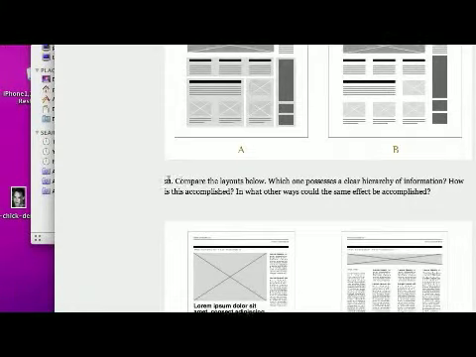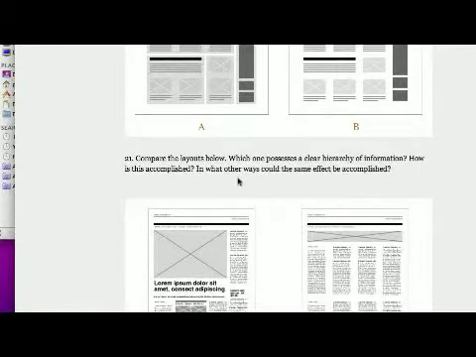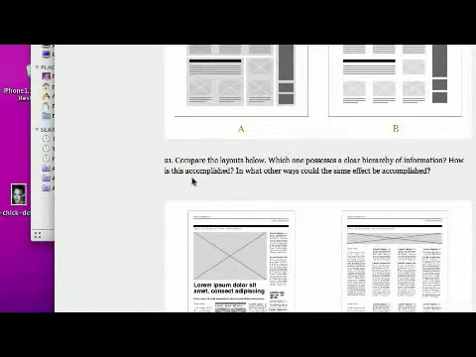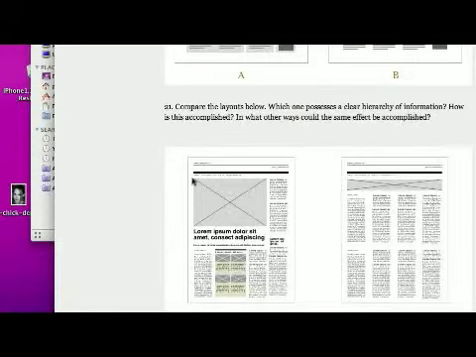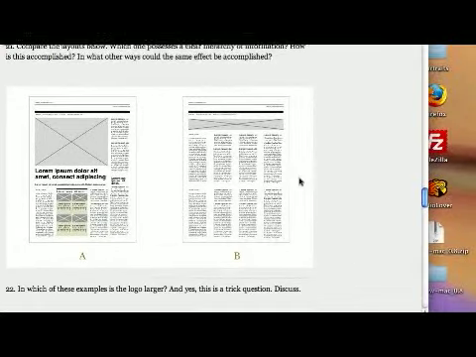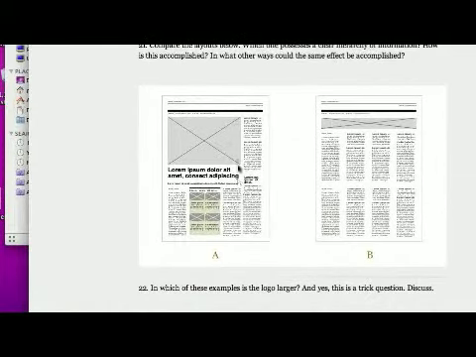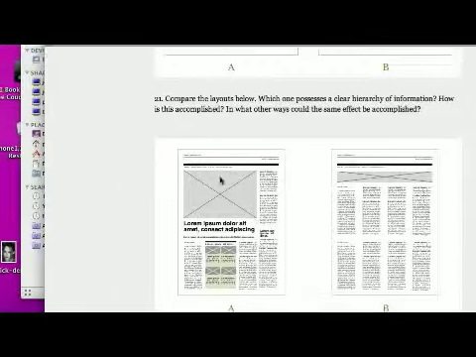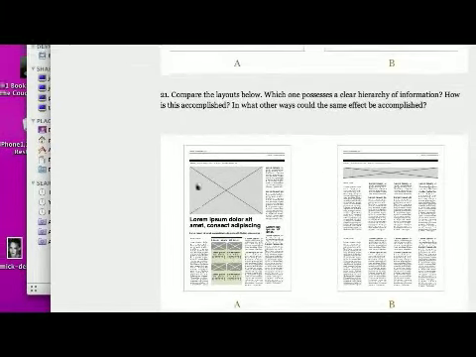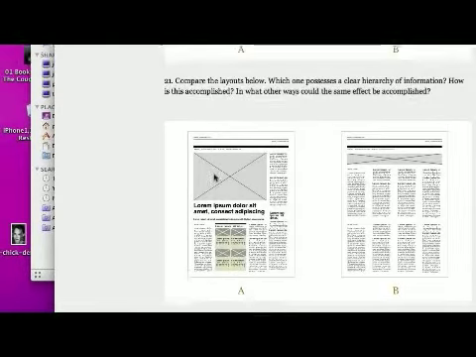Ooh, this one is a tough one. 21. Compare the layouts below. Which one possesses a clear hierarchy of information? How is this accomplished? In other ways, could the same effect be accomplished? Okay, which one has the hierarchy? Where does your eye go? Well, it goes right here to the headline, right? And then you have this nice big picture. So this is a hierarchy, and then you go throughout the page here.